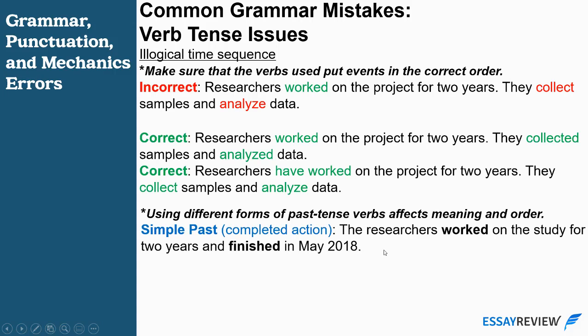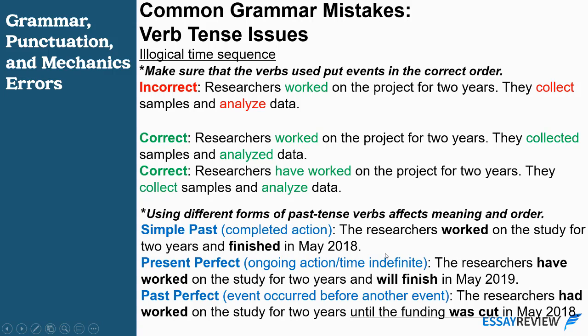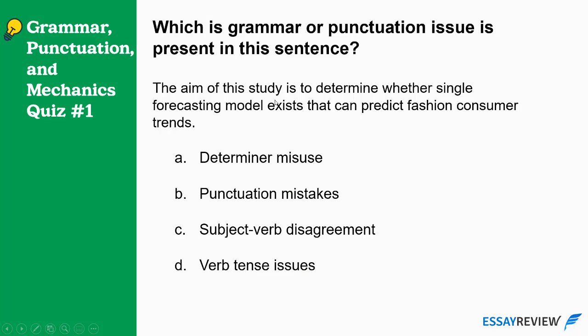I don't want to go into all of these because, as I mentioned, so many examples. But let's see if we can test ourselves on these. Which grammar or punctuation issue is present in this sentence? I should give these to you as an editing task. Which grammar or punctuation issue is present? The aim of this study is to determine whether a single forecasting model exists that can predict fashion consumer trends. Determiner, so a, the, and the, punctuation, subject-verb disagreement, or verb tense issues. It's very small.